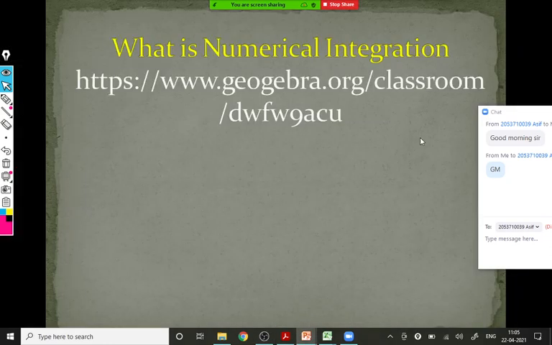Okay, so in the last article we are starting here, numerical integration from the numerical methods. Now, before we start, there is a question: what is numerical integration?